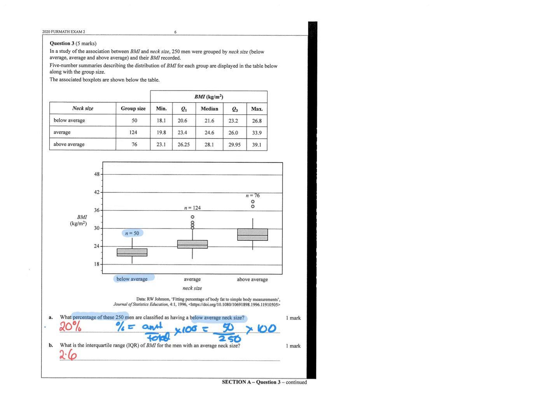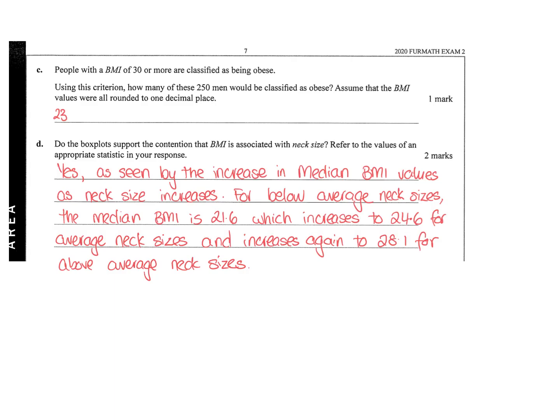Okay, what is the interquartile range of the BMI for the men with average neck size? So we're looking for average neck size. So go up here, average. Interquartile is 26 minus 23.4. So IQR equals Q3 minus Q1. You just had to read the data correctly. 26 minus 23.4 equals 2.6.